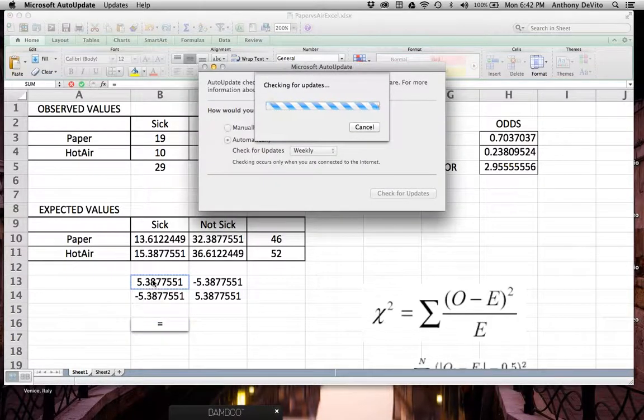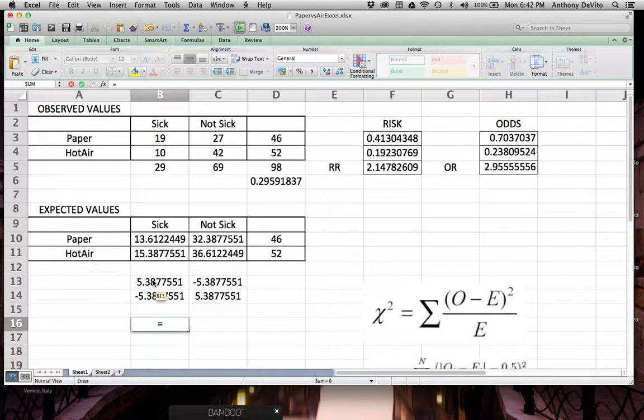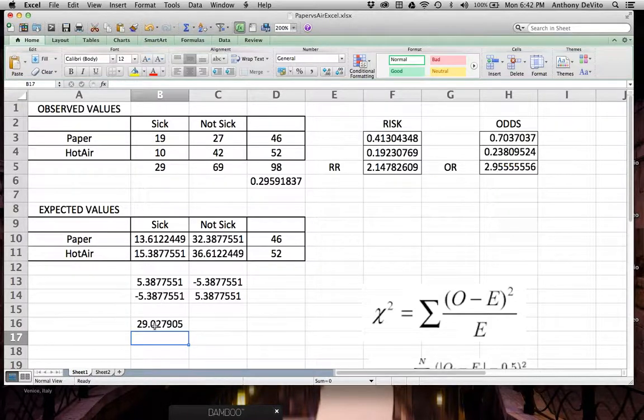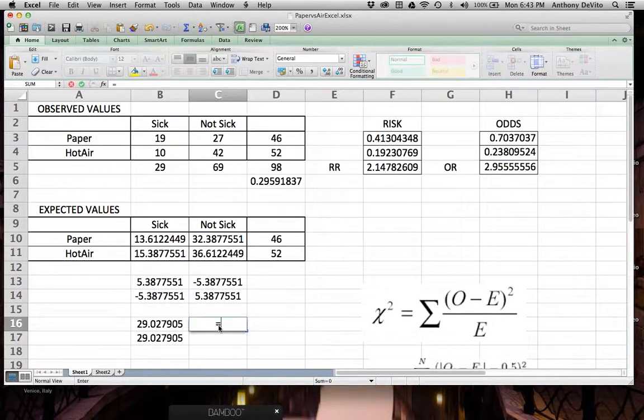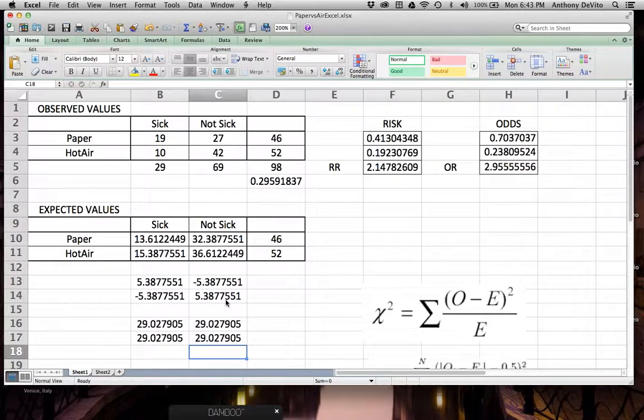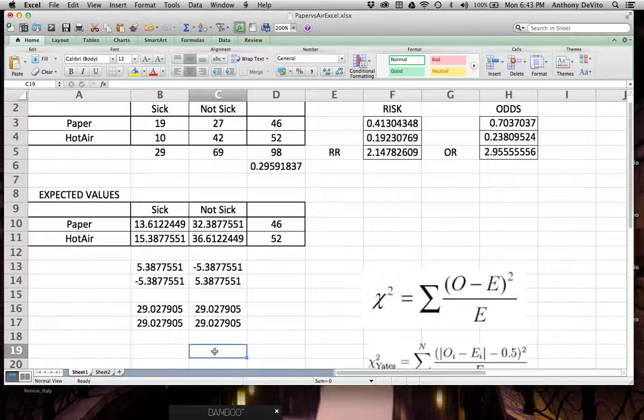I'm going to say that this cell represents this difference times itself, and this cell represents this difference times itself, so that's going to be a positive number. And this cell is equal to this number times itself, and this cell is equal to this number times itself. So I've squared all of them. Now I'm going to take those and add all of those differences together.